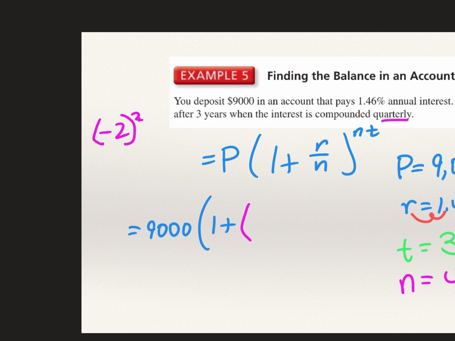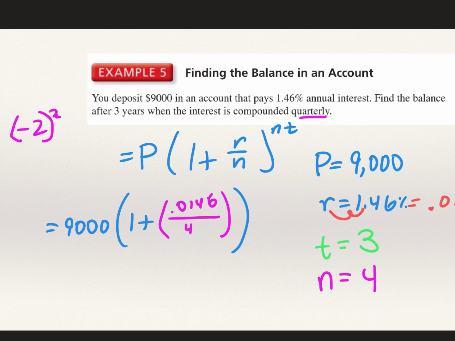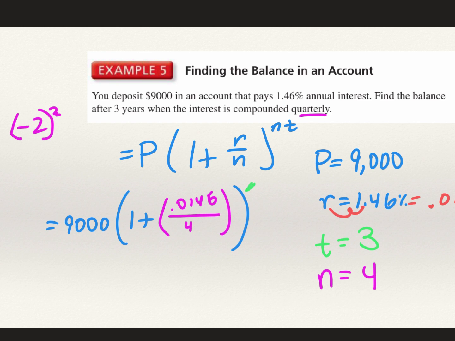So my interest rate, what's my R value? 0.0146, right? Divided by, what's my N? How are we compounding this? Quarterly, so 4. And then we're going to raise it to the what power? What are we going to raise it to? What does the formula say? 4 times 3.